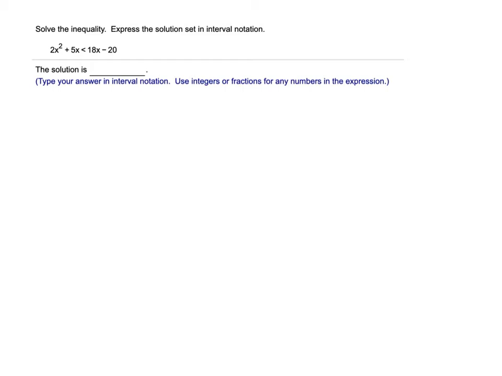And the first step when we're solving polynomial inequalities is we want everything to be on one side of the inequality sign, and we want to have 0 on the other side. So my first step would be to bring everything over to one side. I'm going to bring it all over to the left side. So if I do that, I'm going to subtract 18x to the other side, and I'll add 20 to the other side. And here we go. That leaves 0 on the right side.